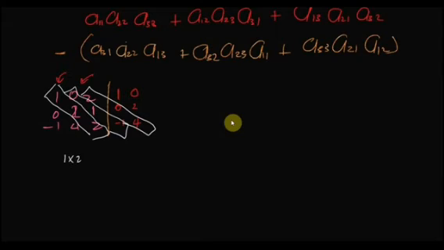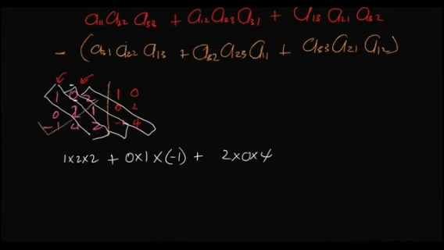So we have 1 times 2 times 2. Then we add the second one, which is 0 times 1 times negative 1. And then the last one, we add 2 times 0 times 4. And then what we're going to be subtracting, from the bottom corner to the top. So we have minus negative 1 times 2 times 2.